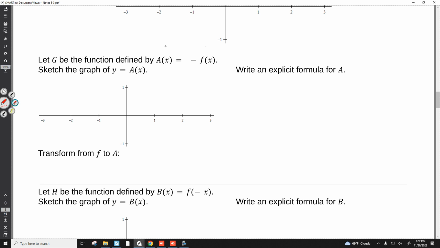What happens here? Tell your neighbors. It's really just a dilation. You would take your y's and multiply them by -1. Well, what happens when you multiply all your y's by -1? We flip. We reflect. This is a vertical reflection.